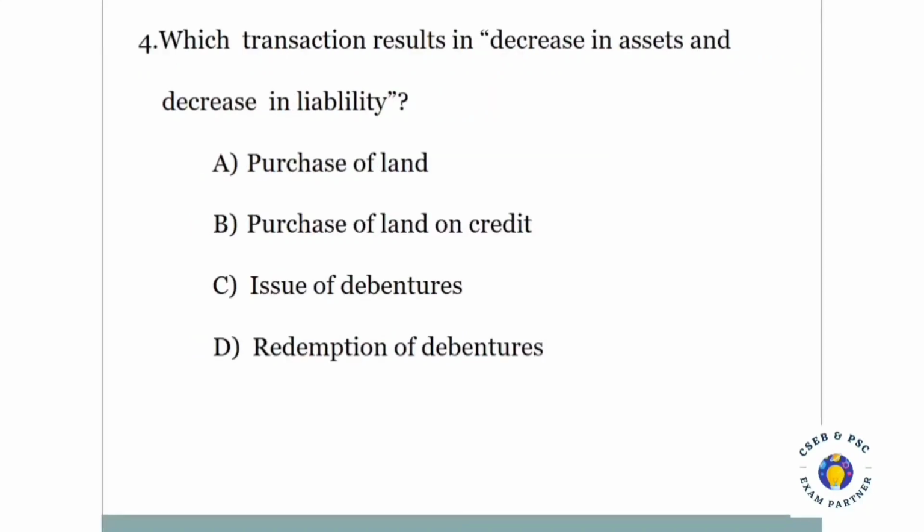Question number 4. Which transaction results in decrease in assets and decrease in liability? Option A purchase of land, option B purchase of land on credit, option C issue of debentures, option D redemption of debentures. Answer is option D redemption of debentures.